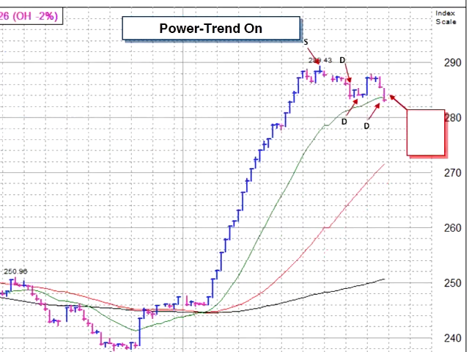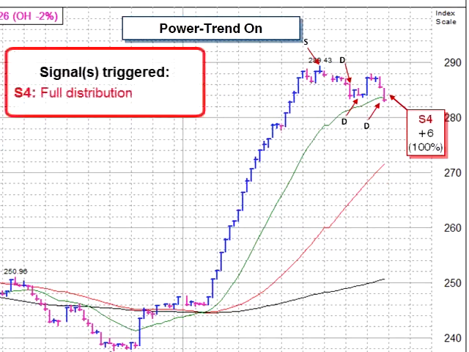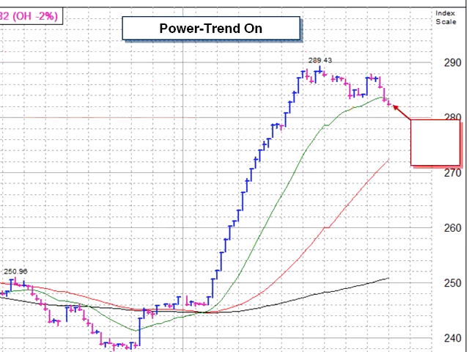We get more distribution, so that's going to be an S4. We're a little bit below that 21-day moving average as well, but not enough to trigger the S5. So we have that little buffer in there, you know, the 0.2%. So we're just going to have an S4 there. It's going to bring our count back down to a +6.